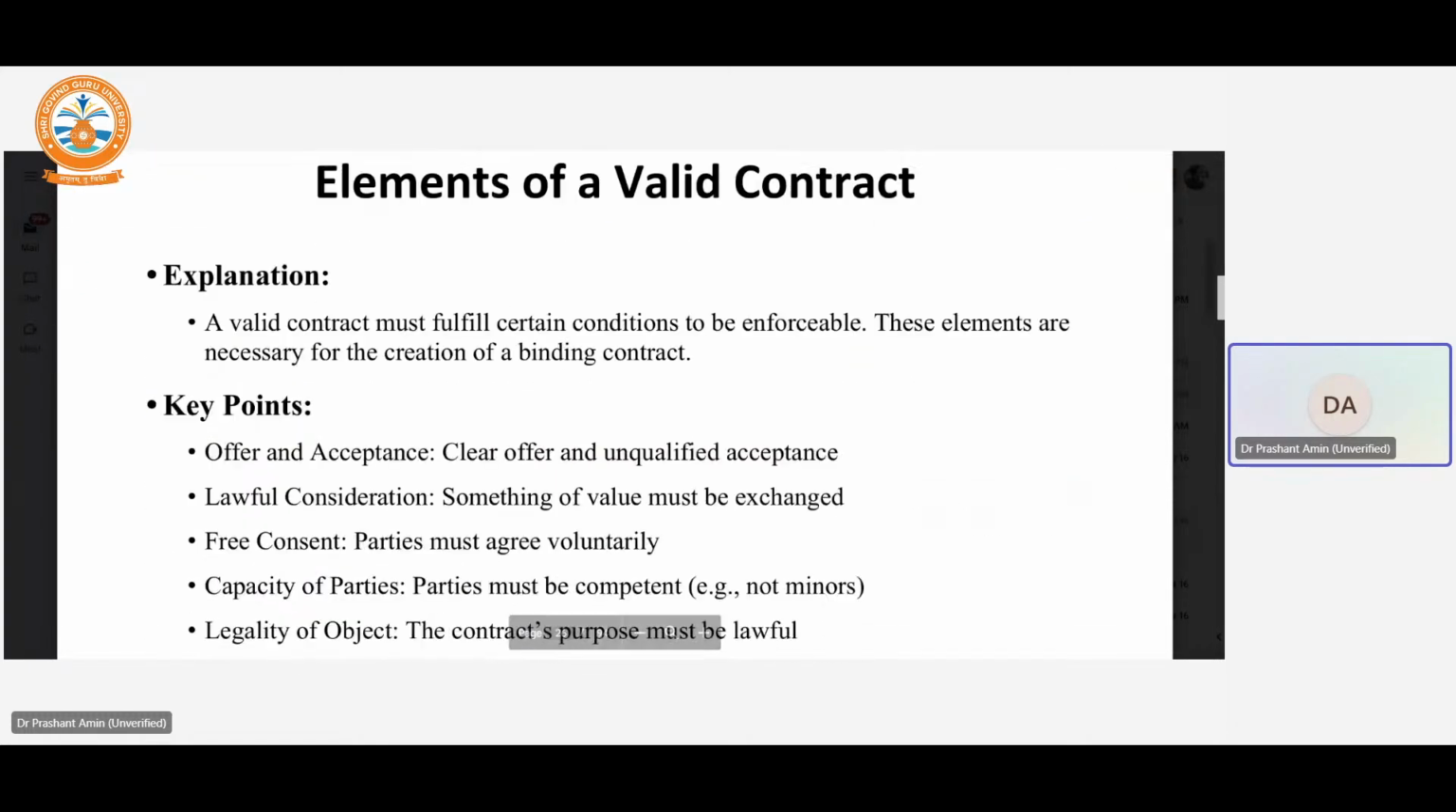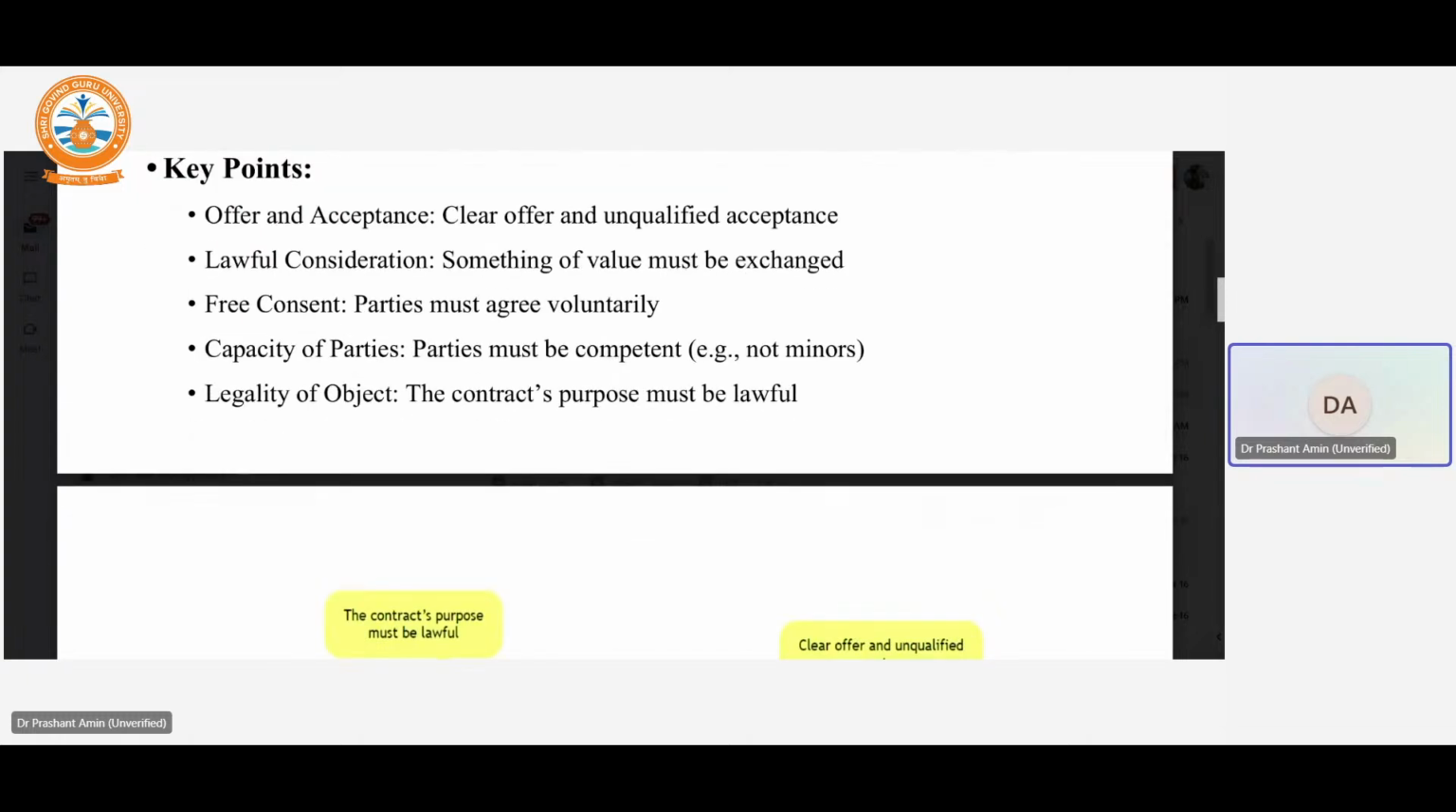So that explanation, I think we offer. While you are preparing for the examination, you need to understand this element of a valid contract, which means which things you need to prepare: offer and acceptance, a clear offer or unqualified acceptance. Lawful consideration, something of value must be exchanged. Free consent means both parties must agree voluntarily. Capacity of the parties, the party must be competent, not a minor.